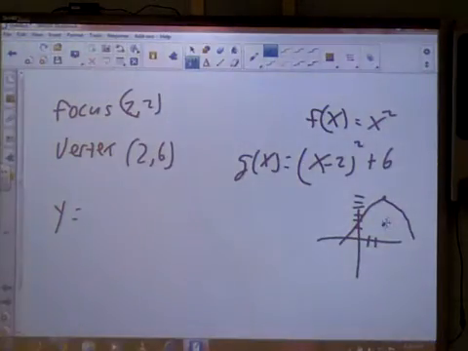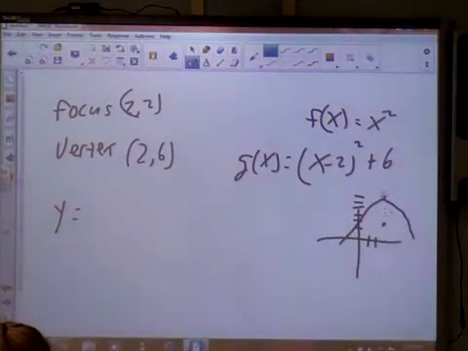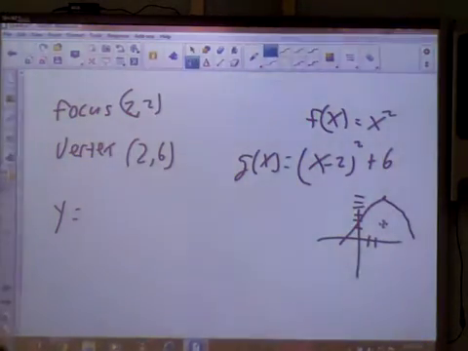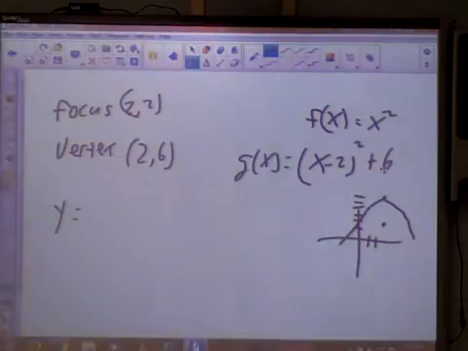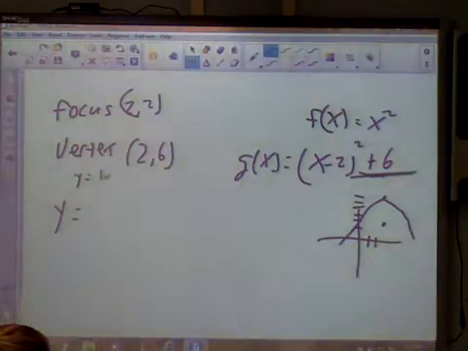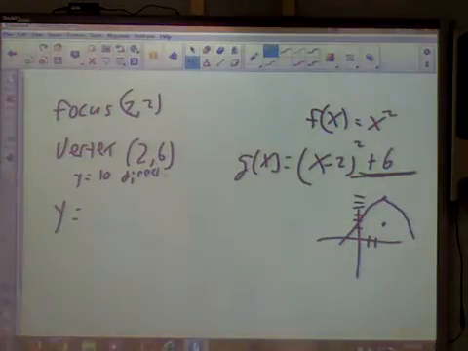Now what we know about the focus and the vertex and the directrix is that the vertex is halfway between them. So if this vertex is at 6 and this is at 2, what would the directrix have to be at? If I go from 2 to 6, how far do I go? So then I've got to go up 4 more. So my directrix would have to be at, what would be up 4 more? 10. So I'm looking at a directrix of y equals 10. Okay, there's your directrix on that.